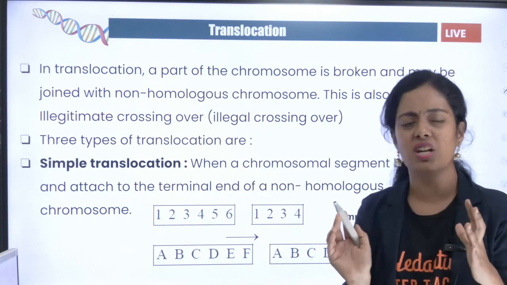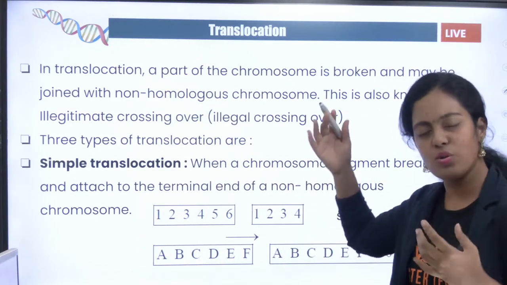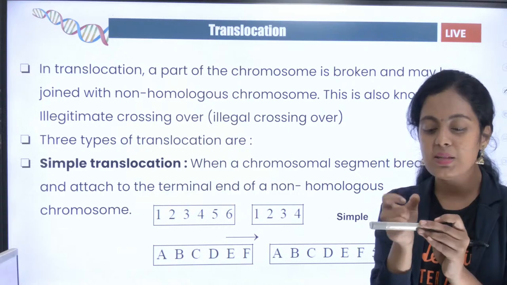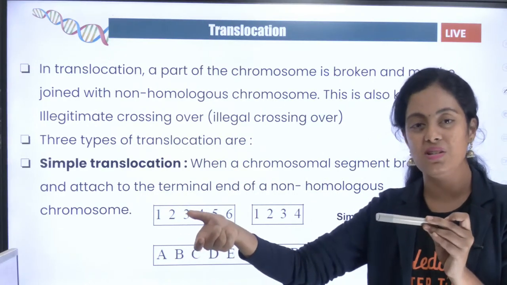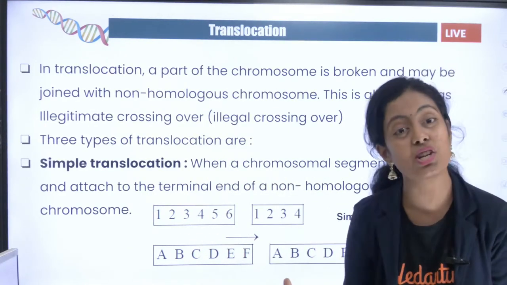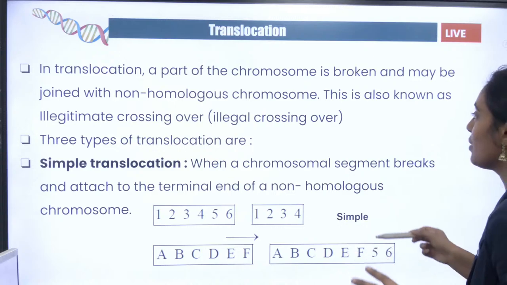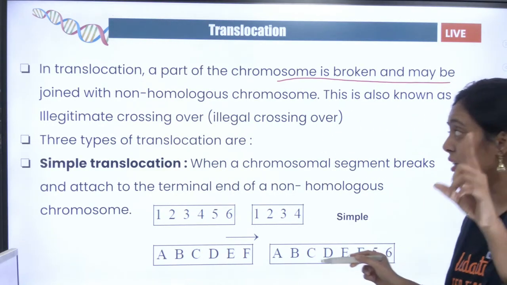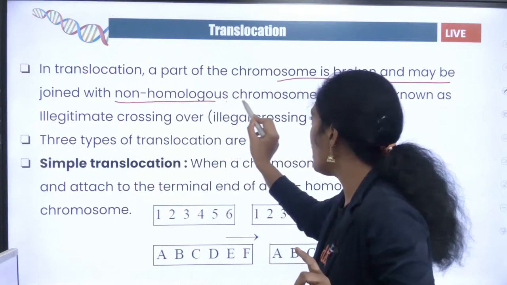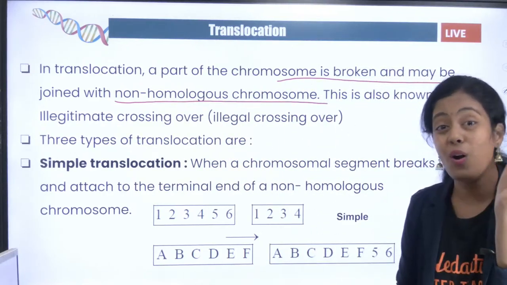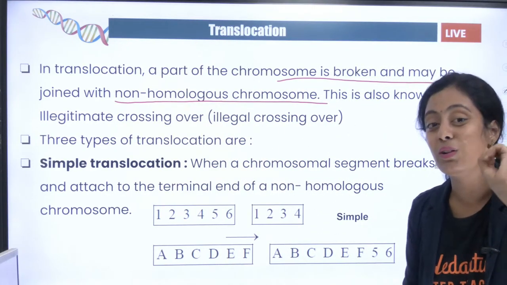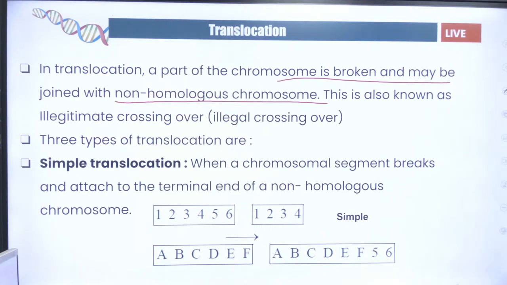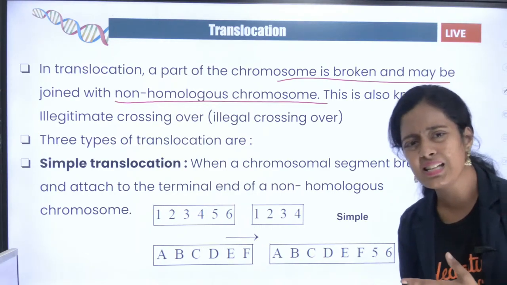What is translocation? Very simple. You may have forgotten genetics for a while, but one particular part is moving from one region to another region. That is what we call translocation. In translocation, the part of the chromosome is broken and joined, this is very important, with a non-homologous chromosome, not a homologous chromosome. This is also known as illegitimate crossing over. Crossing over takes place, okay?